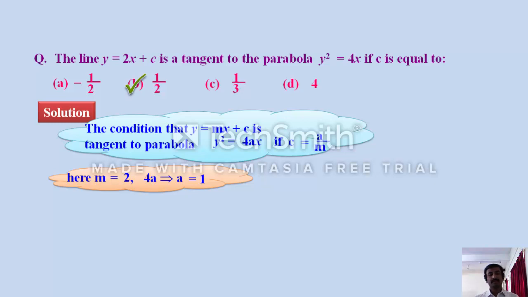This is 4a equal to 4 because here it is given 4. So 4a equal to 4 and then a equal to 1. Yes, now look at this my dear students, substitute these values, we get c equal to 1 by 2. I have substituted in this condition, I got the a value, m value, then it is easy to find the c value.